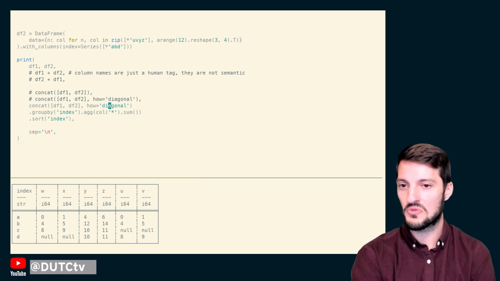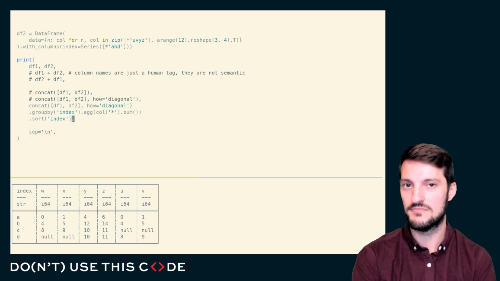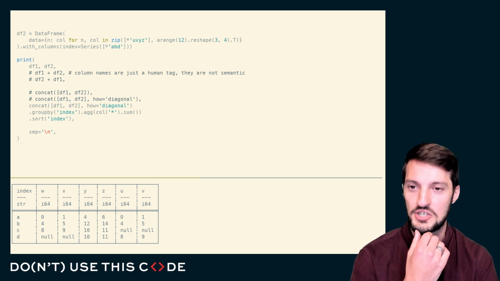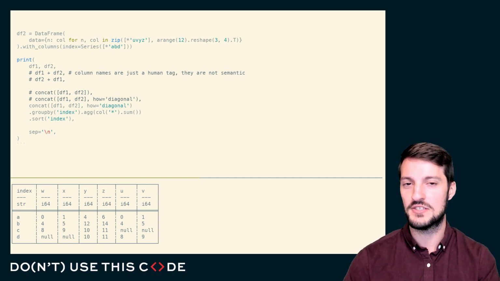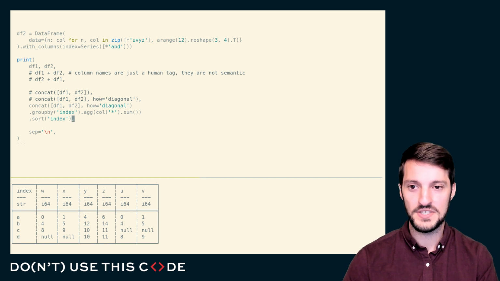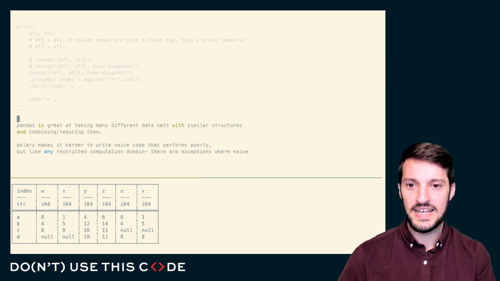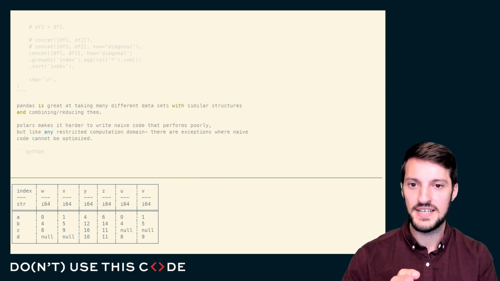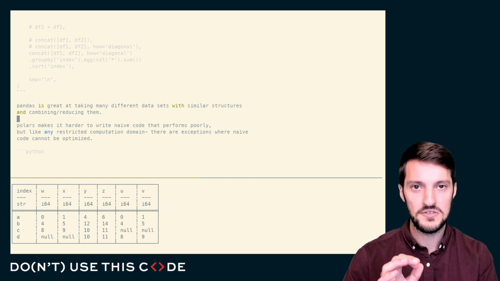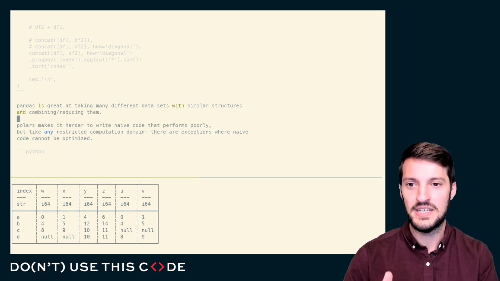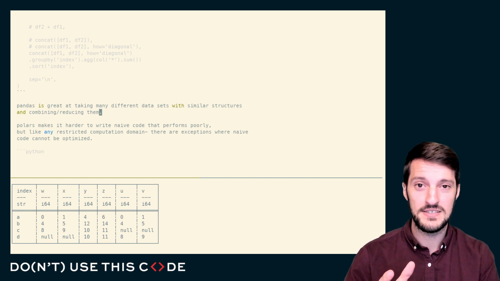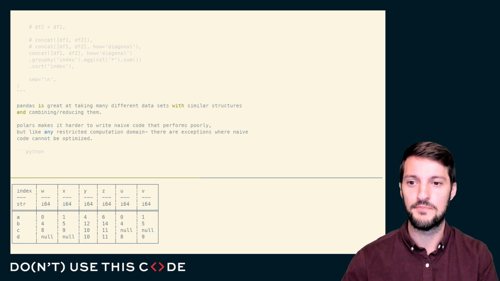Now, this is 3 lines of Polars code compared to one addition operation in Pandas, and that's because these tools abide by different rules and they serve slightly different purposes. And so what I can say about Pandas is that it's great at taking many different data sets with similar structures, not necessarily the exact same, and combining or reducing or manipulating, wrangling, whatever verb you want to use for data. Pandas can usually serve you right.